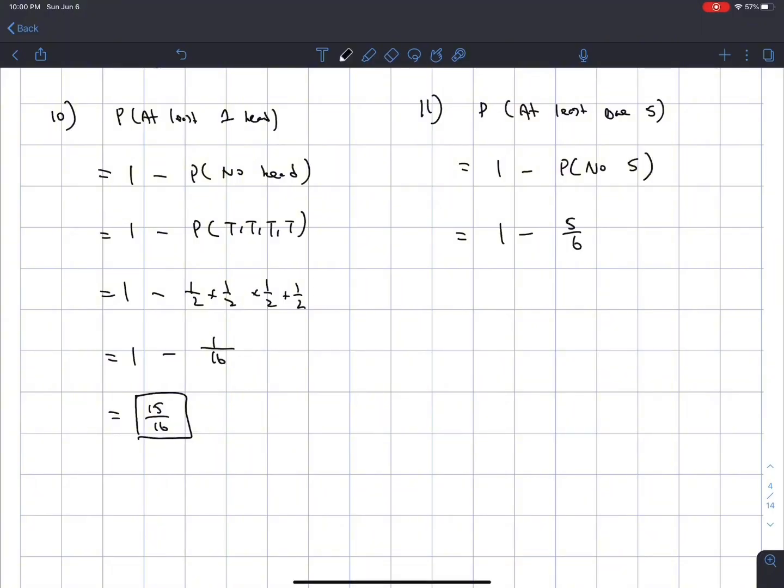Just 1, 2, 3, 4, and 6. And then we multiply it 4 times. That's 625 over 1296. I'm just using my calculator here. 625 divided by 1296, and we get 671 over 1296.